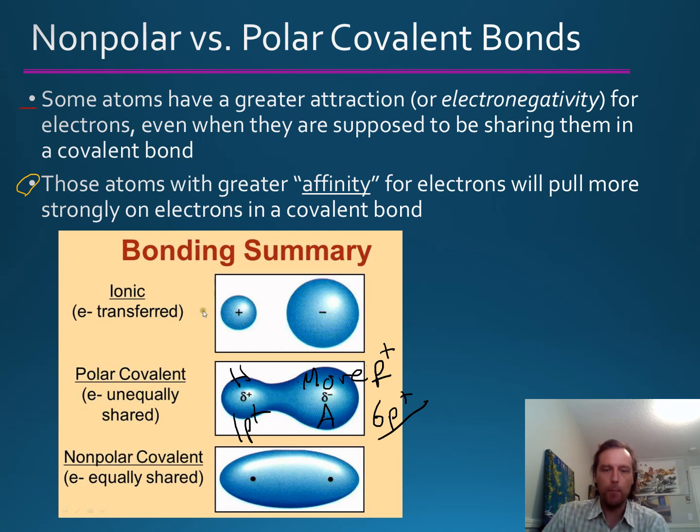All right, so bonding summary. I just went over polar covalent: unequal sharing of electrons.